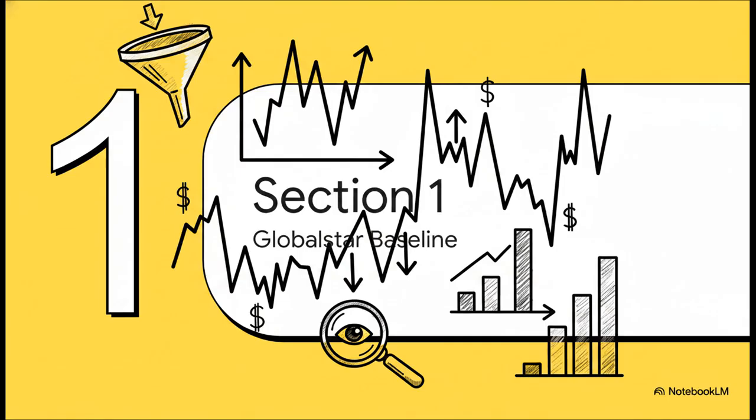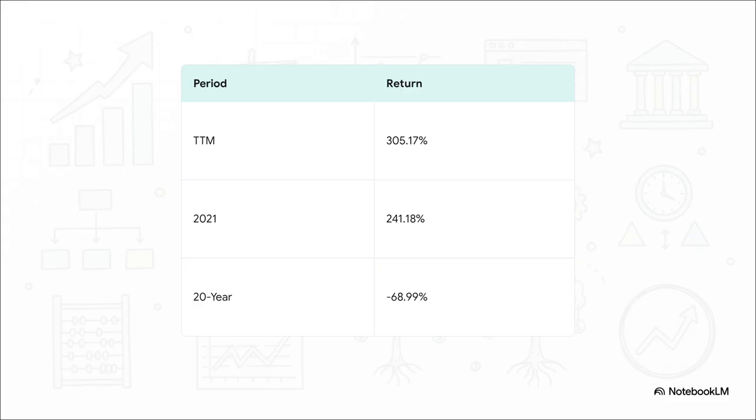Let's start right at the top of that funnel to establish exactly how the market is currently pricing this asset. And looking at this, Globalstar's history is basically a story of extreme volatility. It's a really sharp contrast of explosive short-term gains going up against a deeply negative 20-year reality. Over the trailing 12 months, the stock delivered a staggering 305% return. In 2021, it returned over 241%, but if we zoom out to the 20-year annualized return, it's actually down nearly 69%. What this tells us is that the stock trades on highly cyclical momentum bursts rather than steady, compounding fundamentals.